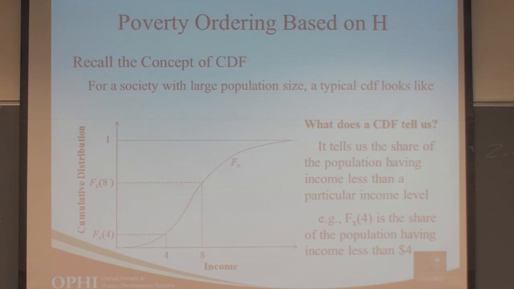Recall the idea of distribution. For a society with a large population size, this is how a typical CDF looks. We have already been through this, right? And I told you that I'm coming back here. What does it tell us? It tells us the share of population having income less than a particular income level. So F(x=4) is the share of population having income less than $4. So these are the people, and this is the share of these people here.